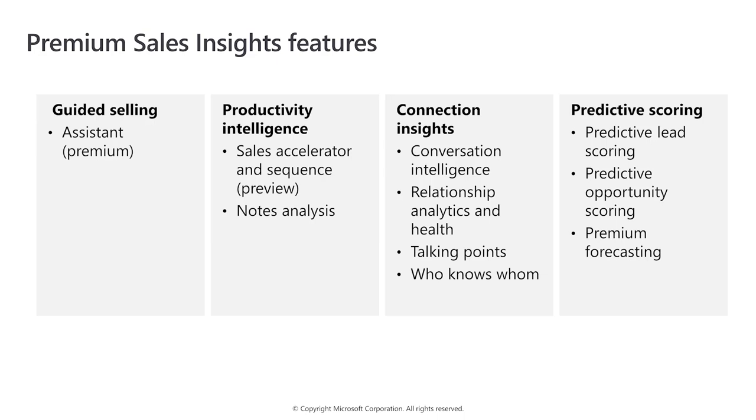Now, we're going to start to go into our connection insights point, part of the premium sales. So we're going to have conversation intelligence. It's going to start to understand how we're talking with our customers. In this, we've also got our relationship analytics and health, talking points, and who knows whom. So from a conversation intelligence point of view, as I said before, it's going to say, good, we actually understand how you're talking to those people. We're going to see how we talk to the customer, when's the best time to send information through, and when they actually respond to it.